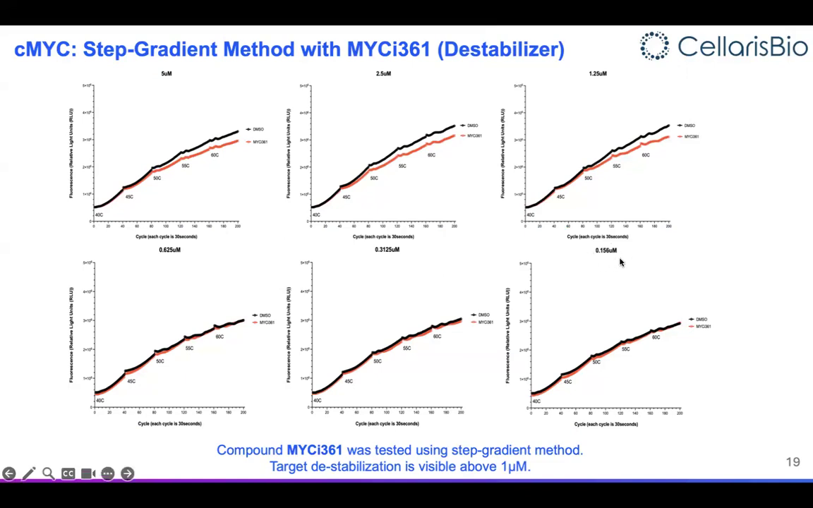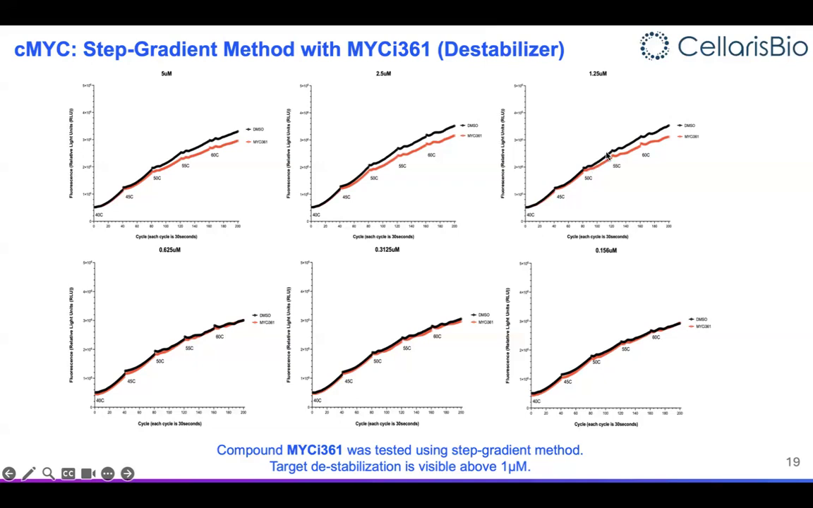And here, focus on the bottom right. This is 156 nanomolar of MycI361. So the DMSO is the black line, MycI361 is the red line. So the overlap showing there is no difference between DMSO or the presence of this compound. As you start to increase the amount of this compound, 300 nanomolar, 625 nanomolar, and up to 1.25 micromolar, so now you start to get a separation of the curves.